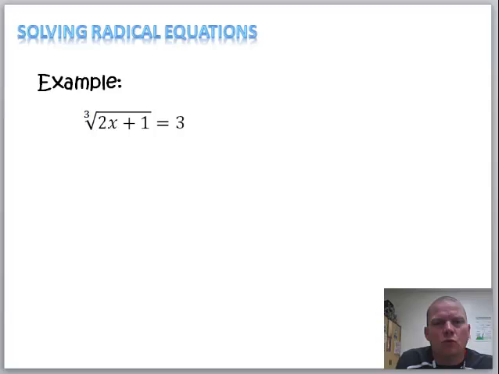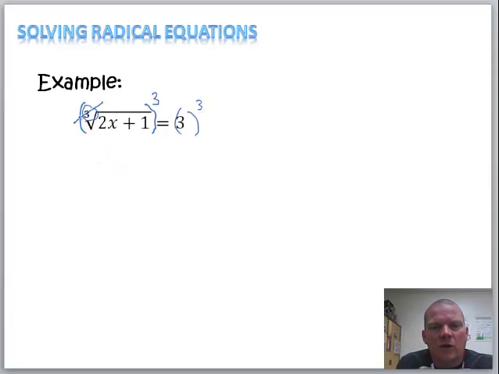Okay, example 2. It's the cube root of 2x plus 1, and that's going to equal 3. Notice the 2x plus 1 is all in that cube root, and there's nothing else on that side, so the radical's already by itself. So step 1 is already completed. Step 2 says to raise everything to the power of that radical. So I'm going to put parentheses around this side. Since it's the cube root, I'm going to raise it to the third power, and I've got to raise the other side to the third power also.